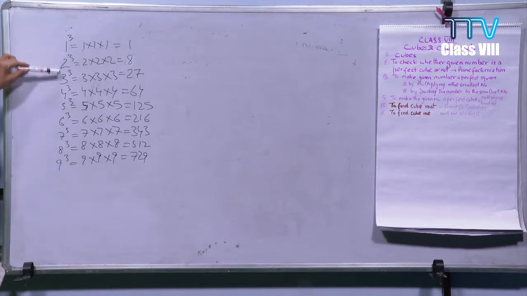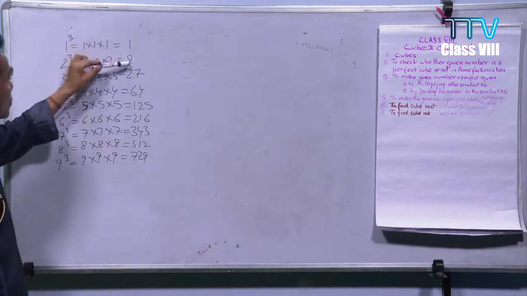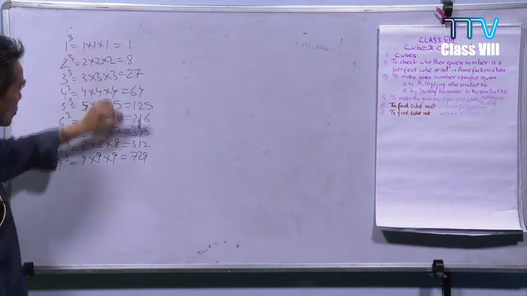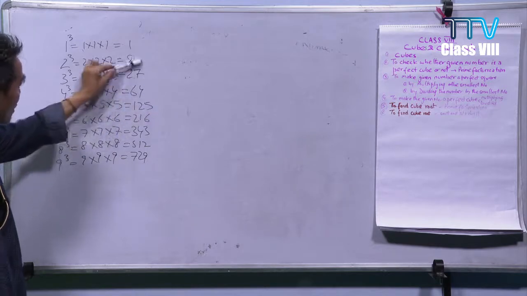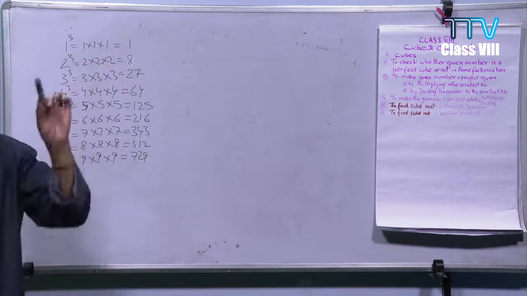The unit digits are 1, 2, 3, 4, 5, 6, 7, 8, 9, 10. Let us look at the unit digit of a perfect cube.